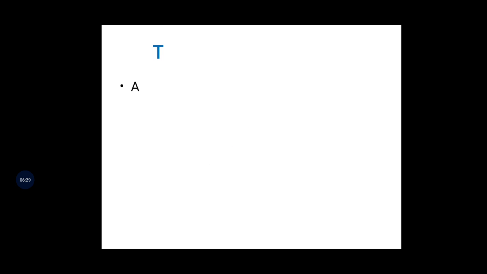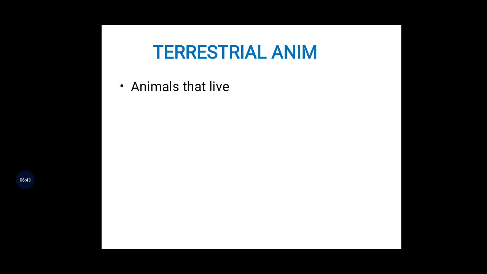Okay. So terrestrial animals. What is a terrestrial animal? I am going to discuss with all of you. Terrestrial animals are nothing but animals that live on land. Okay, simple. All the animals that live on land are called terrestrial animals. Okay, children? Animals that live on land are called terrestrial animals.